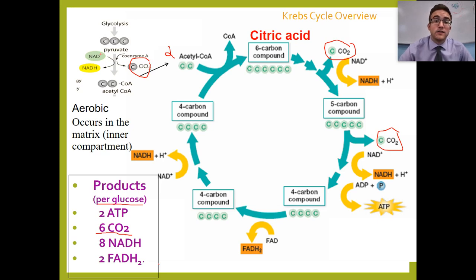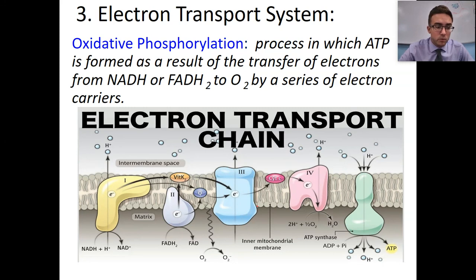The whole point of that was for us to gain a lot of NAD and gain a lot of FAD. So what do we actually do with the NAD and the FAD? Then we move to the inner membrane and go through the electron transport system, which we call oxidative phosphorylation. What that means is that the NAD and the FAD give up electrons to a bunch of these enzymes here, and these electrons are going to move through these enzymes.